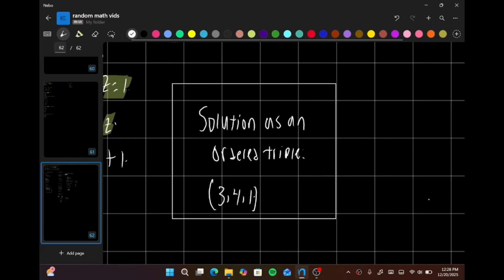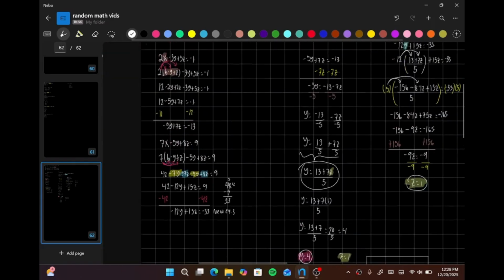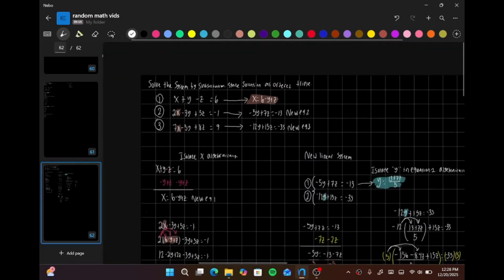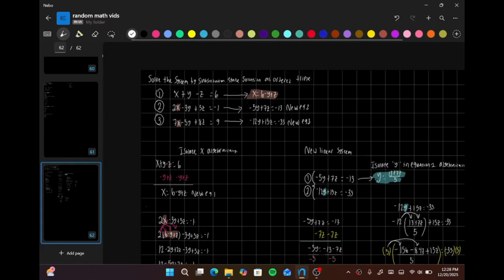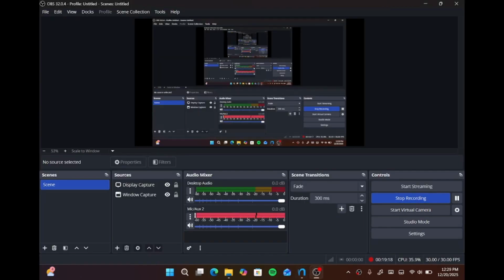I do want to say this is a very tedious topic if you're doing it by substitution. Preferably, this would be done by elimination. However, I think there are professors or teachers that are very cruel or evil, and they force their students to do it by substitution.